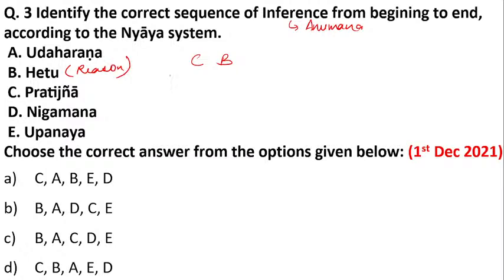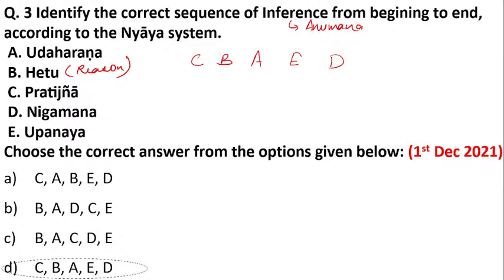Now what will come? Now will come Udaharana, which is the example. Then will come Upanaya, which is the application, and the last will come Nigamana. Nigamana is called the conclusion or the deduction. So the right answer will be C, B, A, E, D. D will be the answer, which all of you have given right. Very nice. I'm so happy to see this.